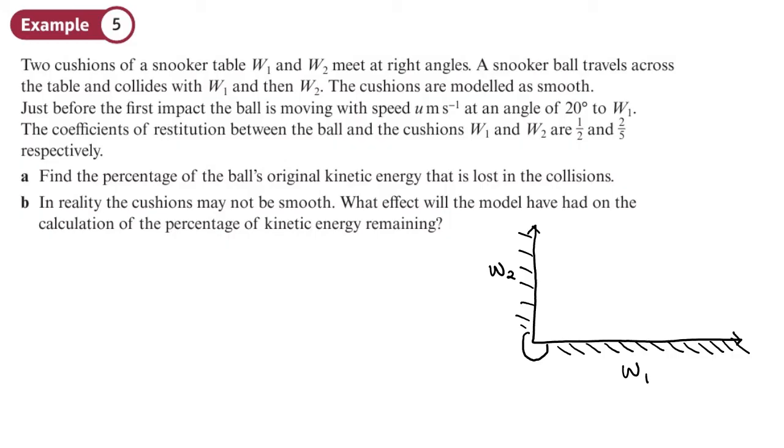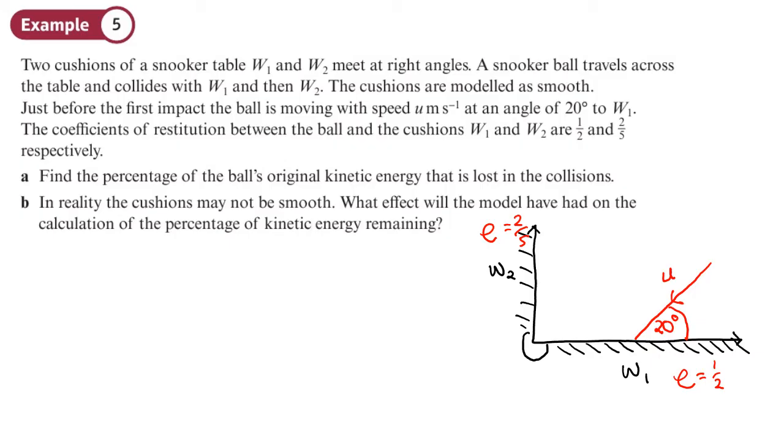The cushions and ball are smooth, so there's no friction. Just before the first impact, the ball is moving with speed u meters per second, at an angle of 20 degrees to W1, so this is 20 degrees here. The coefficients of restitution between the ball and the cushions W1, W2 are a half, so this is a half. The coefficient of restitution for this is 2/5. Now I would have thought they would have been the same for a snooker table, but never mind. Find the percentage of the ball's original kinetic energy lost in the collision.